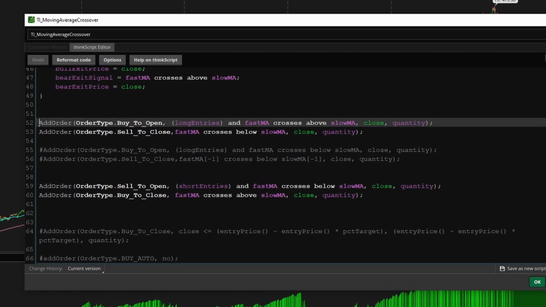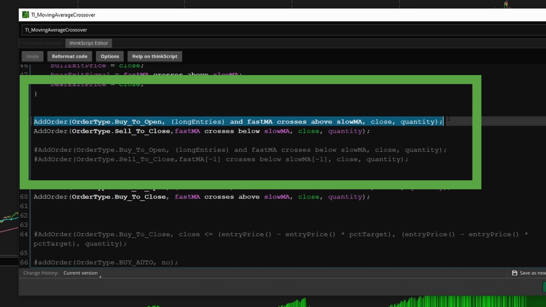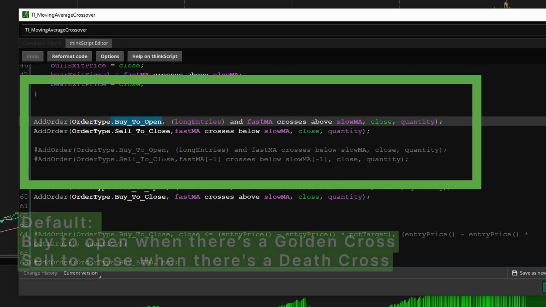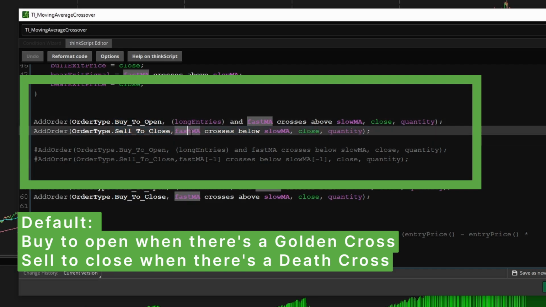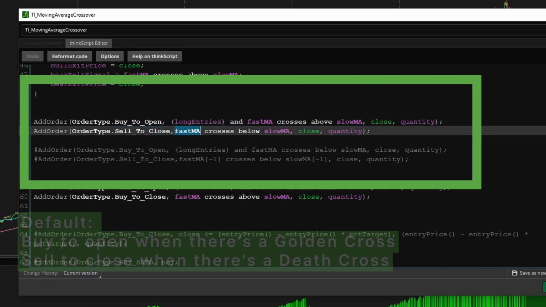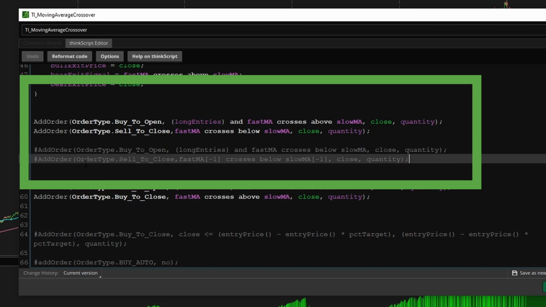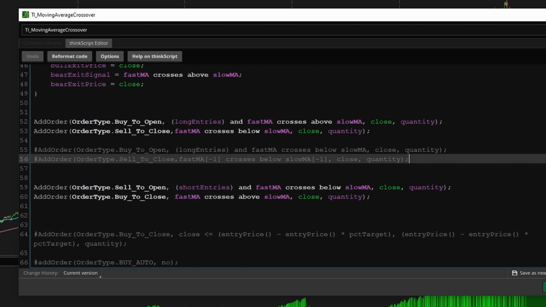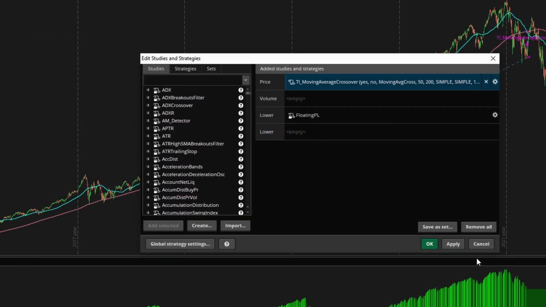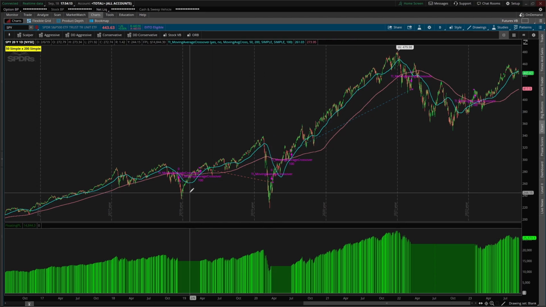Now, by default, our buy-side order is looking for the golden cross. That's where the fast period simple crosses above the 200 period simple, and that's when the backtester buys to open. It sells to close when the fast period simple, so the 50 period simple, crosses below the 200 period simple. Underneath this, you'll notice I've added in two additional lines of code, and these are the two additional lines necessary to test the death cross alternative. Before we look at those, let's first set our baseline with this golden cross trading strategy, the default built in, the standard one.